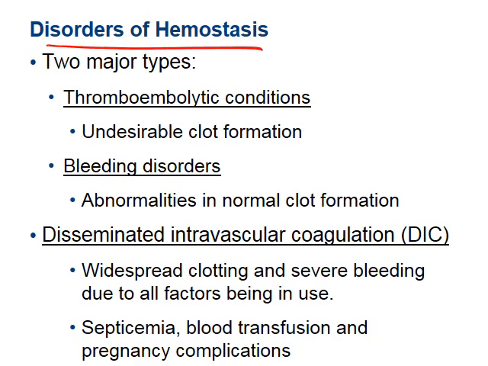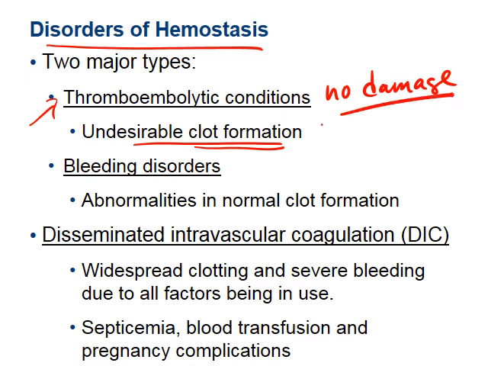So two types of disorders that we'll just mention. One is thromboembolytic conditions, where you have undesirable clot formation. So in this case, there's no damage. You have no endothelial damage, no cellular damage, but thrombin is still turning into fibrin. You still have that fibrin mesh, you're still clotting, but there's no damage.